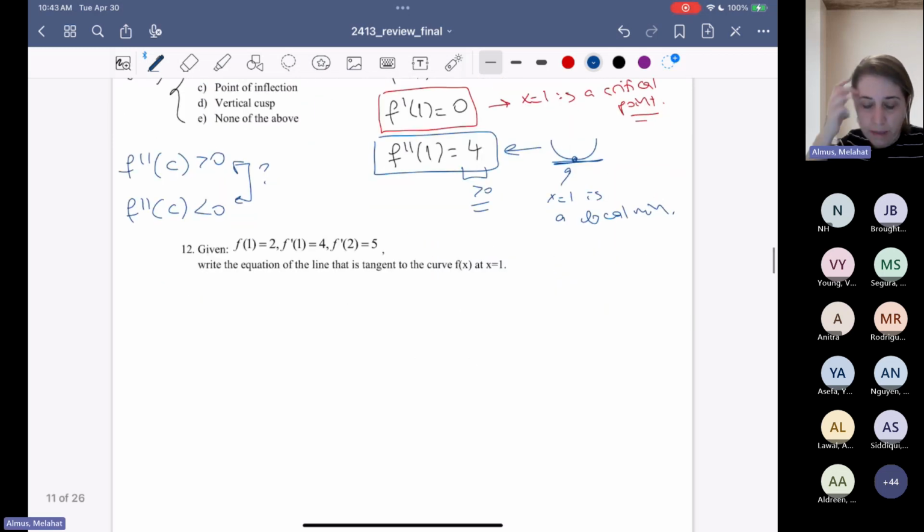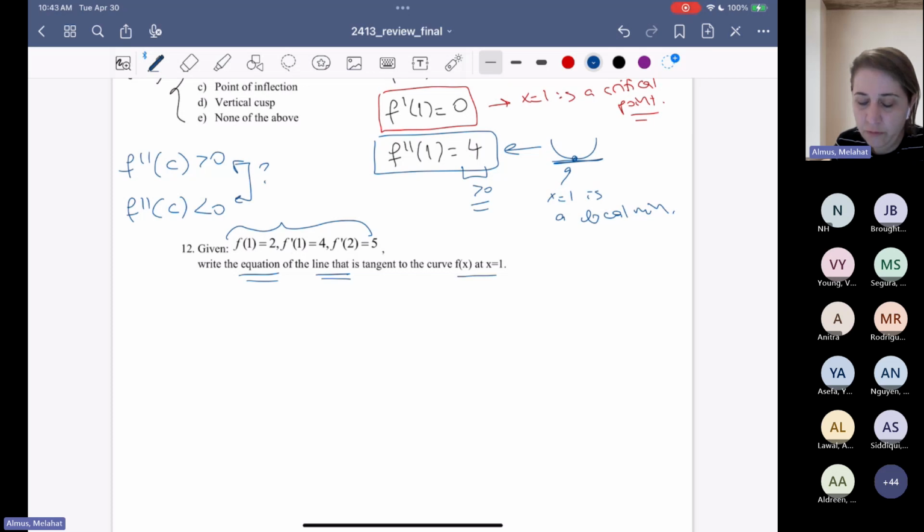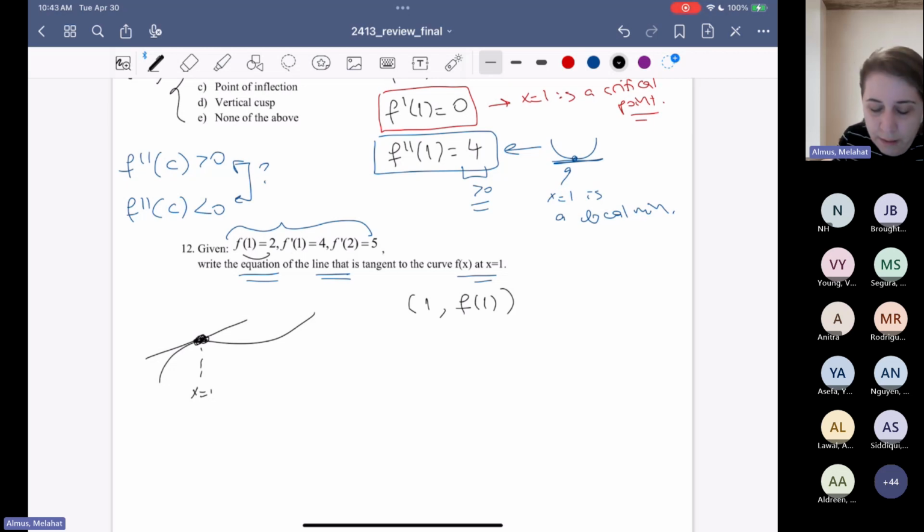All right. Another easy problem. Again, this will be multiple choice with function values. The problem says here are some function values. Write the equation of the line that is tangent to the curve at 1. Okay. So this is a function. We want to write the equation of the tangent line at 1. First, we need to know the point. What is the point? 1 comma f of 1. The information says the point is 1 comma 2.